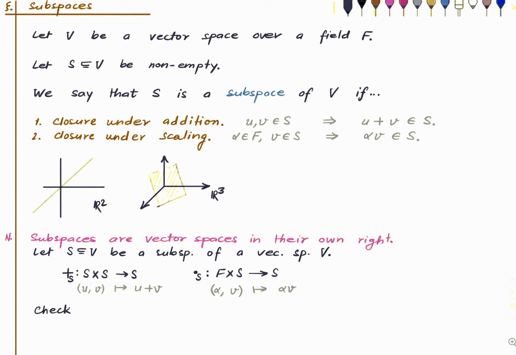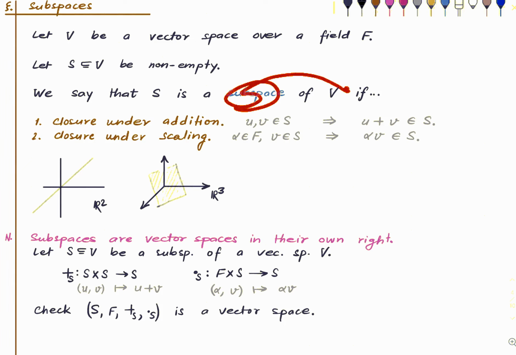So check that this quadruple is a vector space. So every subspace naturally is a vector space in its own right. And that is what I was saying here, that you have a sub-object sitting inside a big object. Okay, so I don't think there's anything mysterious about any of this. And it's a very beautiful concept. Alright, so let's move on.